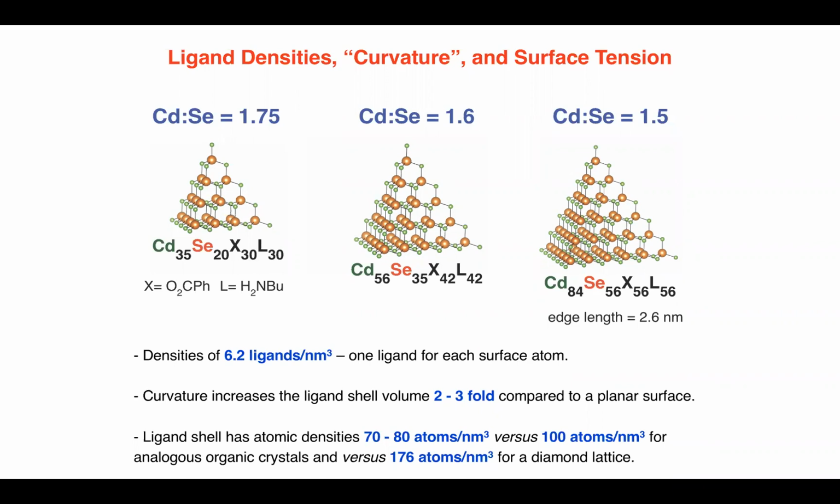Yeah, and just another metric that we calculated was the density of atoms in that volume, which is about 70 to 80 per nanometer cubed, versus a typical organic crystal, so a crystal of rubrene or a crystal of citric acid or something like that. 100 atoms per nanometer cubed is about the packing density of atoms in space. These ligands pack with about 70 to 80 atoms per nanometer cubed density. Okay, so they're very reasonable formulas when you consider the curvature.